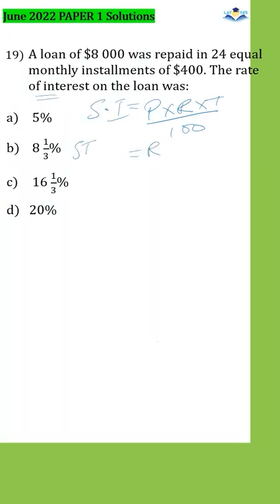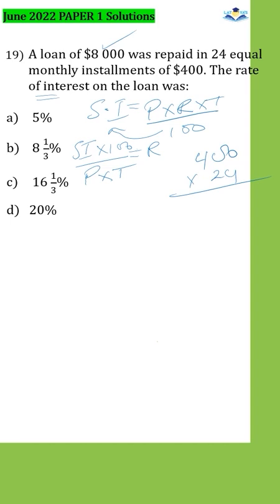So that means to determine the rate is going to be simple interest multiplied by 100 divided by principal multiplied by time. Now that we know the formula we're using, let's see the information that was given. They gave us the principal amount. They told us that this loan was repaid in 24 equal monthly installments of $400. So we can work out that 400 multiplied by 24 and we'll be able to determine the interest.